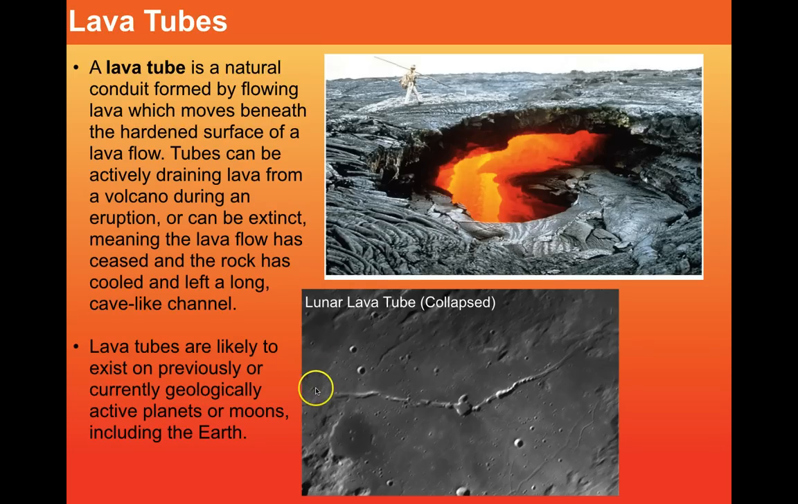For example, we know that there's basalt on the moon. We've been there, we visited it, we've collected samples of it, and this is a collapsed lava tube on the surface of the moon right here that we could see.